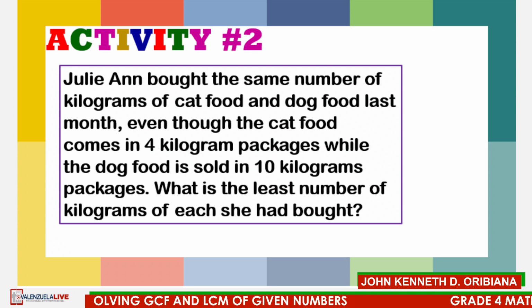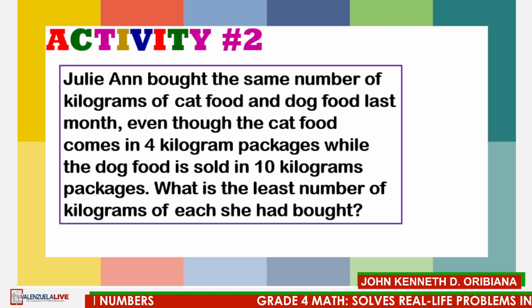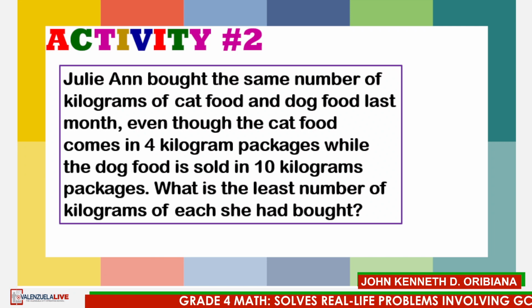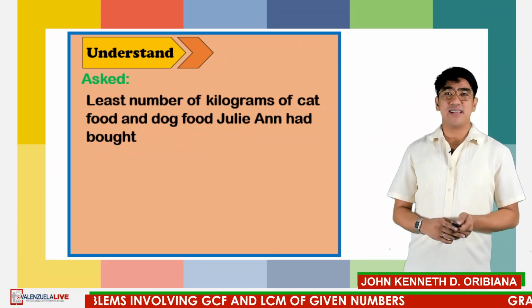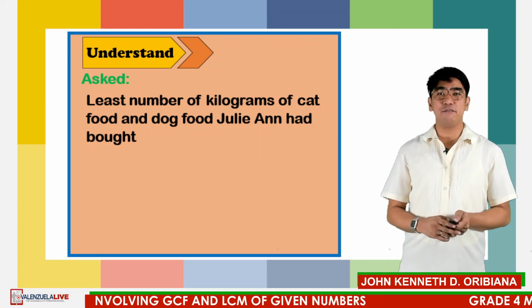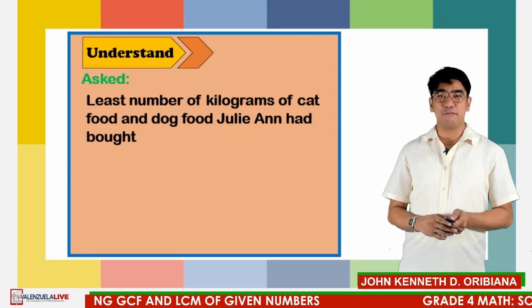I am the greatest common factor of 15 and 21. What number am I? Excellent. The answer is 3. Next. I am the least common multiple of 4 and 7. What number am I? Very good. The answer is 28.